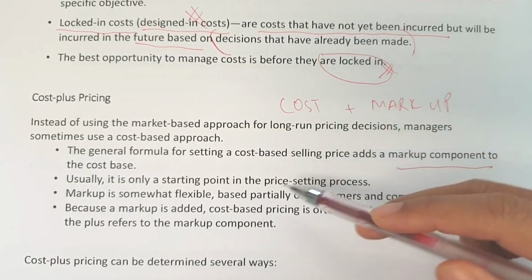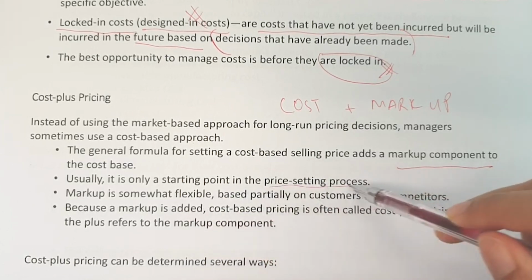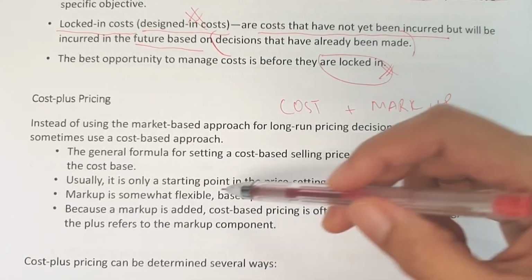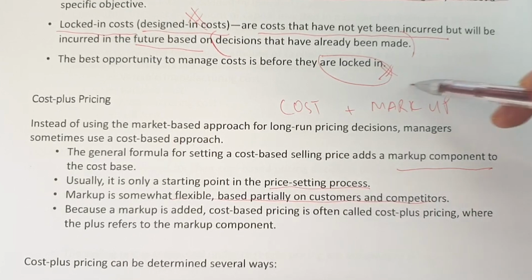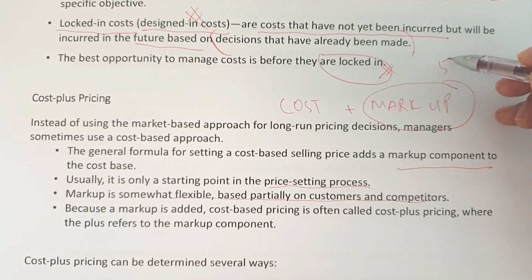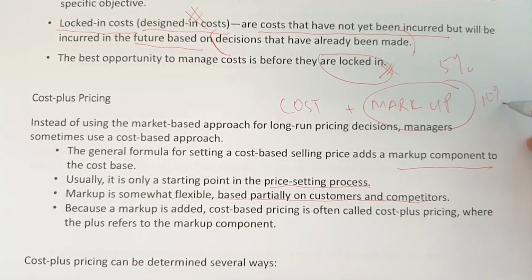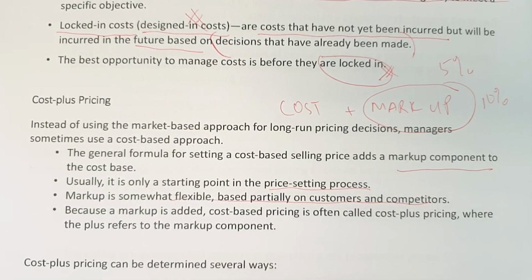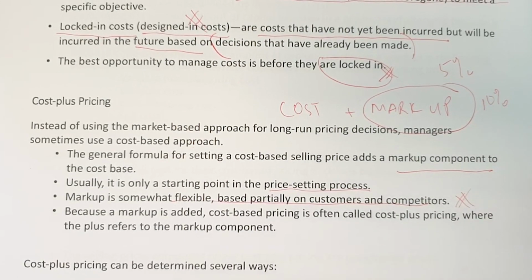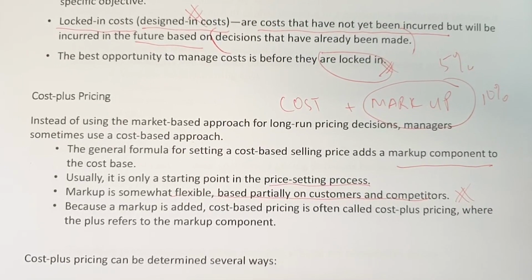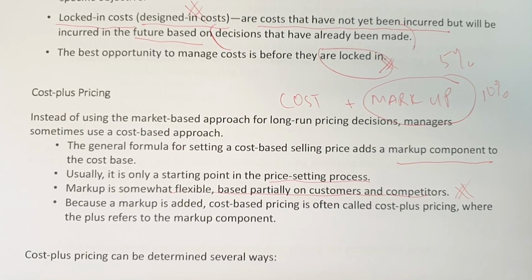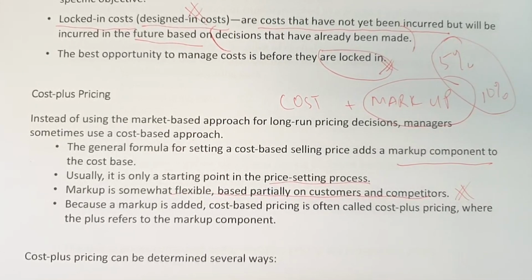Okay, it's only the starting point in the price setting process, and the markup is somewhat flexible, and it can be like 5%, it can be 10%, up to the company. And you also have to look at the competitors as well, in terms of the price, so that you can make sure that the markup is not too high or too low.